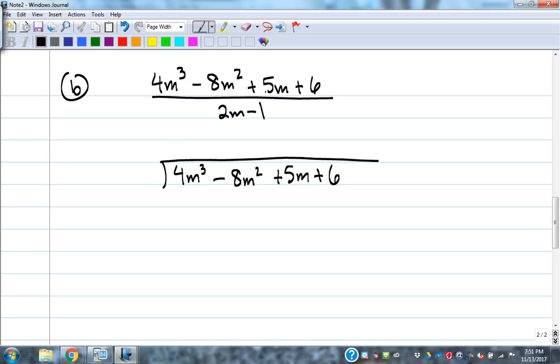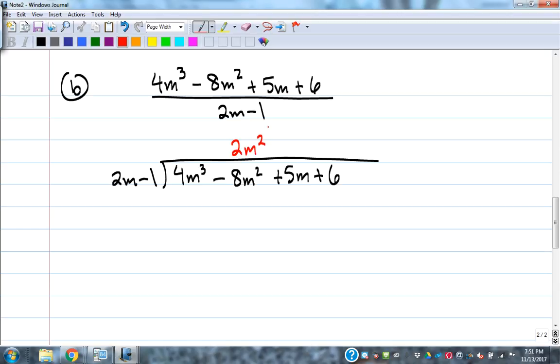Okay. Then on the bottom, what we're dividing by, the divisor, 2m minus 1, that works. Got m and then no m's. So that's in descending order. There's nothing missing. Then I look at the front pieces, 2m and 4m cubed. What times 2m gets me 4m cubed? 2m squared.